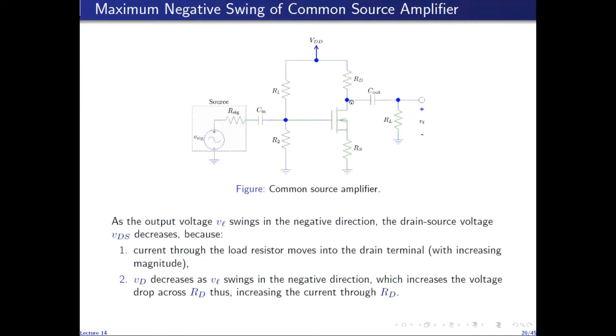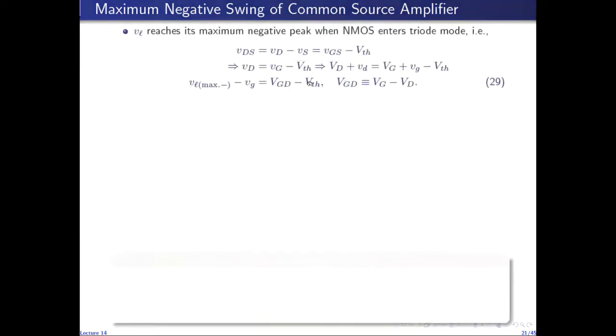Since drain current is equal to the source current, when drain current increases, source current increases. When source current increases, the voltage at the source will increase. So voltage at the drain is decreasing, voltage at the source is increasing, which means that VDS will decrease. As VDS decreases, the transistor is pushed towards triode mode, and hence VL will reach its maximum negative peak when the transistor is at the boundary of triode and saturation mode.